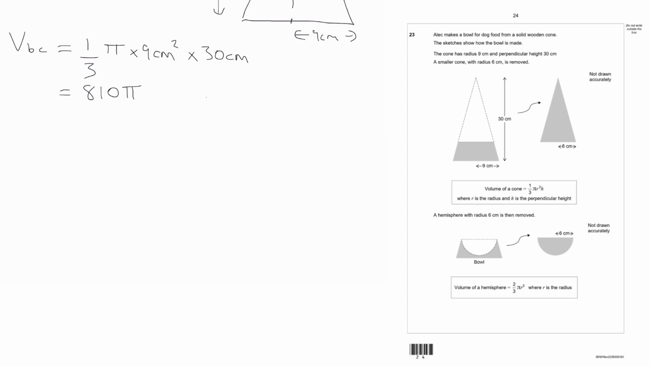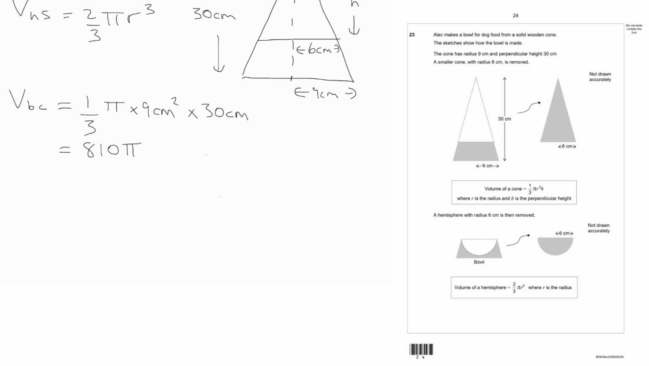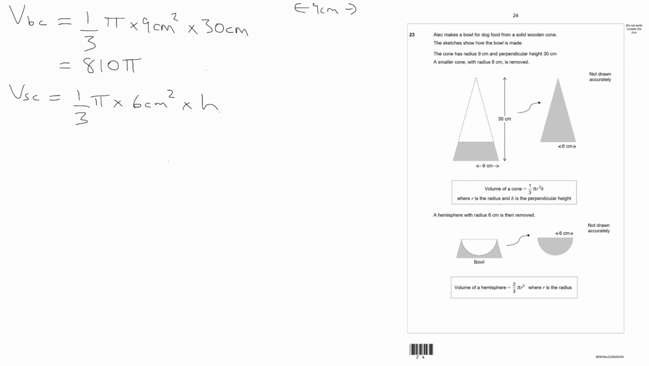Now, can we do the same for the small cone? Well, we have 1/3 pi times the radius, which is 6 centimeters squared. But here, we don't know what h is. So we're going to have to find h to go any further.